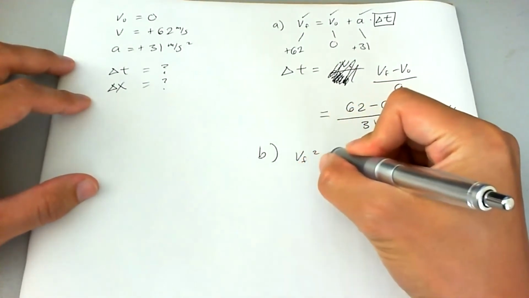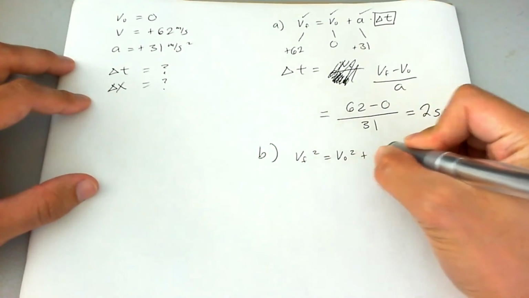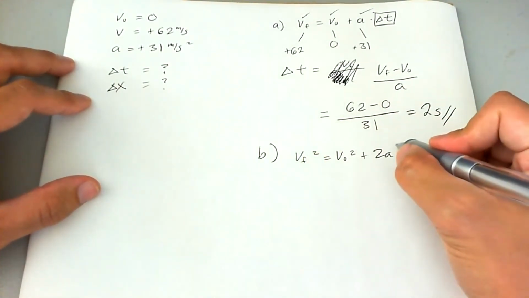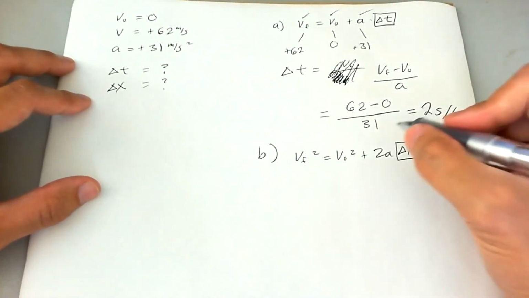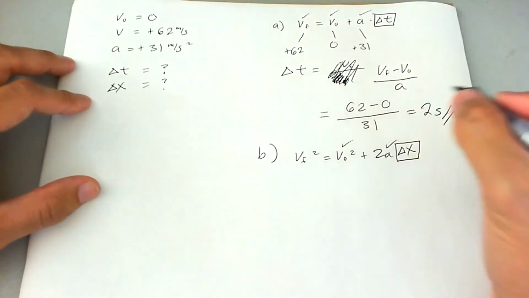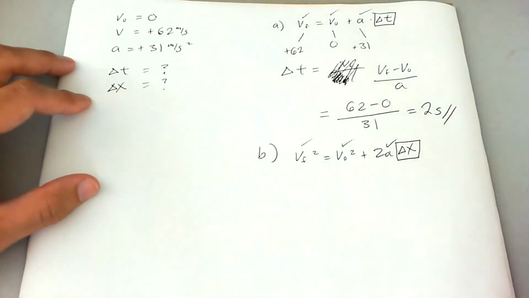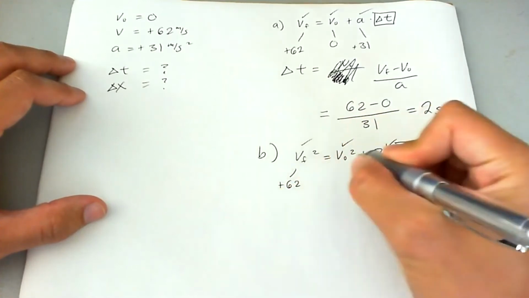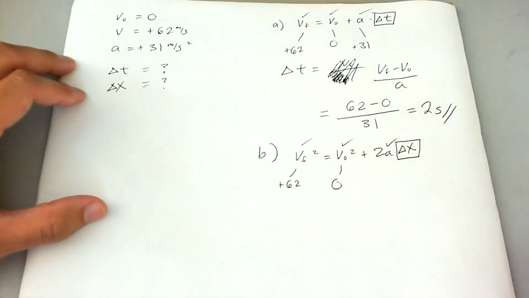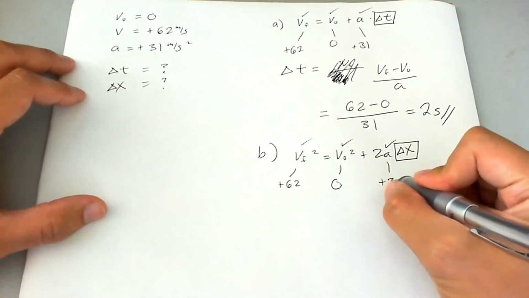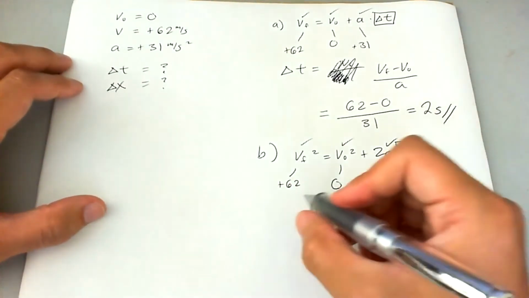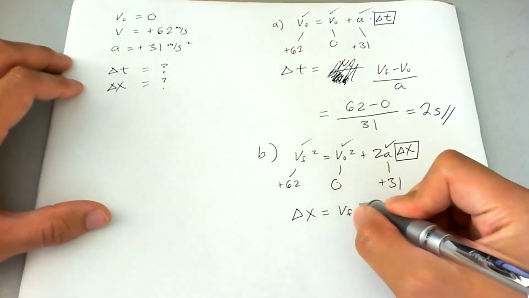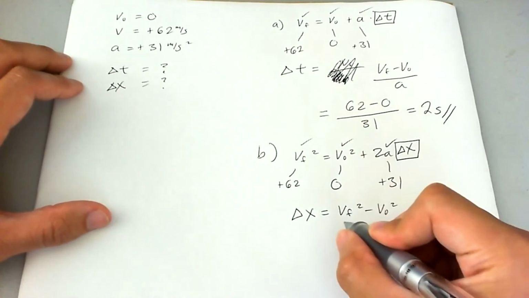We have v final squared is equal to v naught squared plus 2a delta x. We want to find delta x. We know what a is, we know what v naught squared is, and we know what v final squared is. V final is plus 62, v initial is 0, and a is plus 31. Again, let's reorder this to isolate delta x. That's going to be v final squared minus v initial squared over 2a.